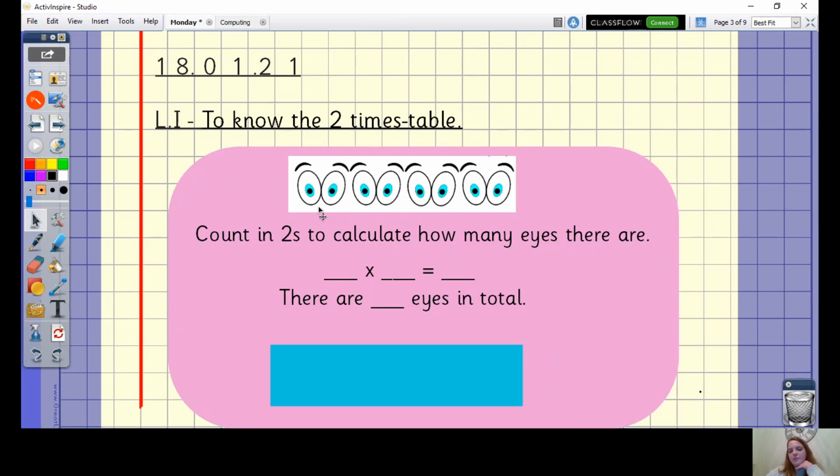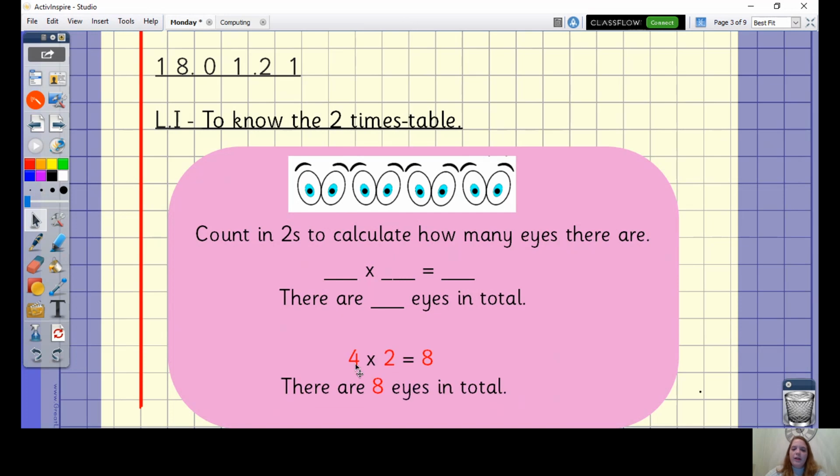If we were looking at how many groups of 2 we have, let's count together. 1, 2, 3, 4. There are 4 groups of 2. So if we were to look here, we have 4 groups of 2, and the total is 8. Count with me in twos. 2, 4, 6, 8. There are 8 eyes in total.